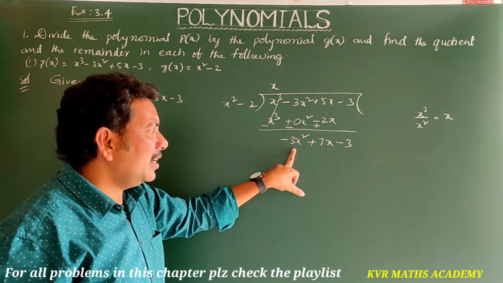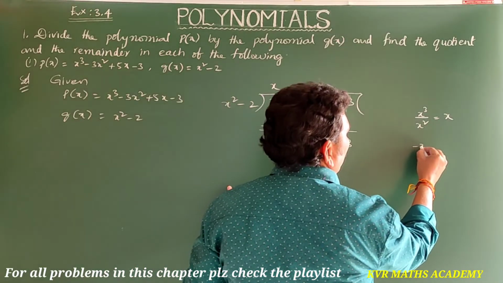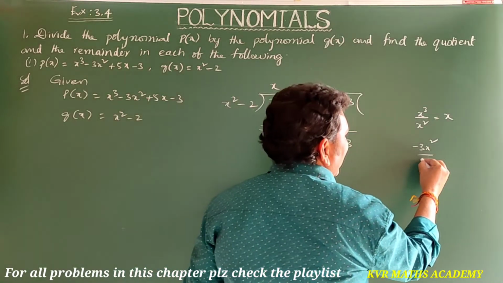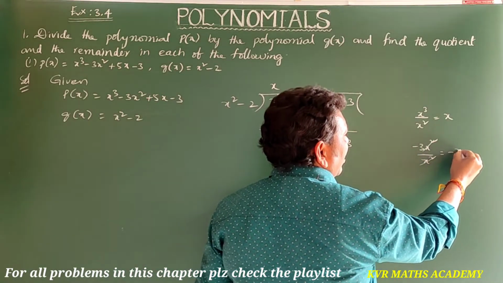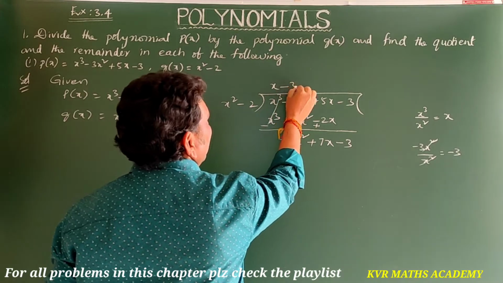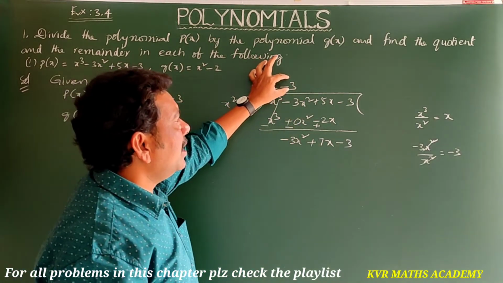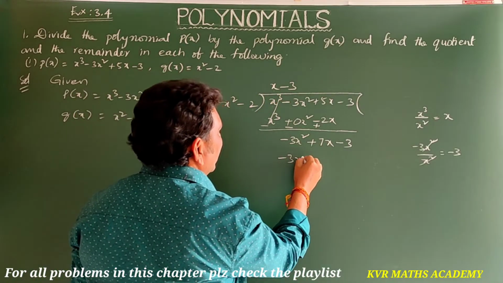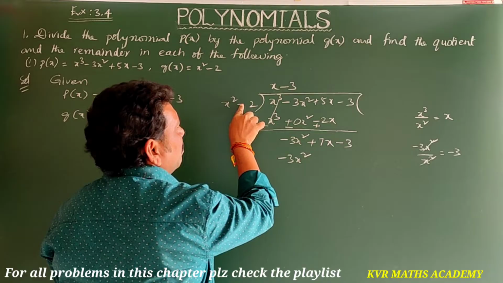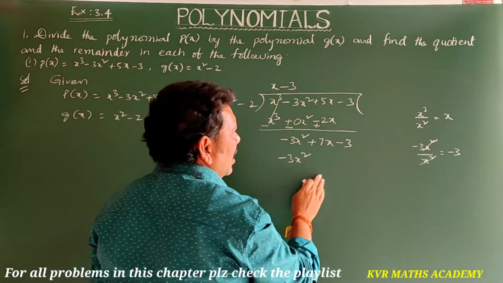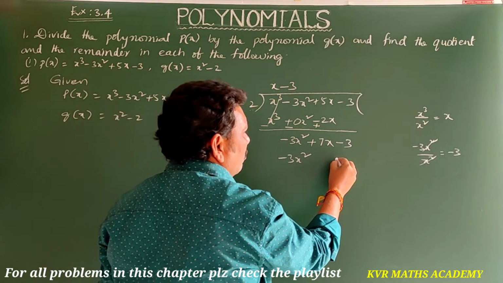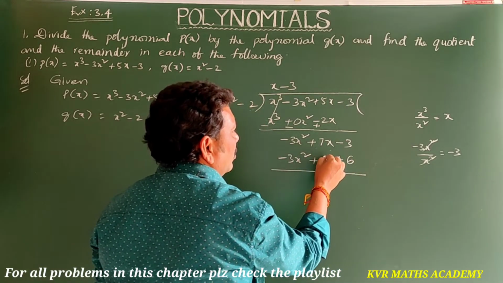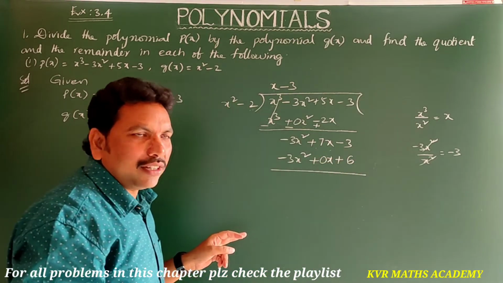What is the first term? Yes, minus 3x square is the first term in the dividend. The divisor is x square. X square by x square gets cancelled. The remaining part is minus 3. So keep minus 3 here; this is the second term in the quotient. Minus 3 into x square is minus 3x square. Minus into minus is plus, 3 twos are 6. Here 6 is a constant, so below the constant we write plus 6. There is no x term here, so write down 0x. Understood clearly?